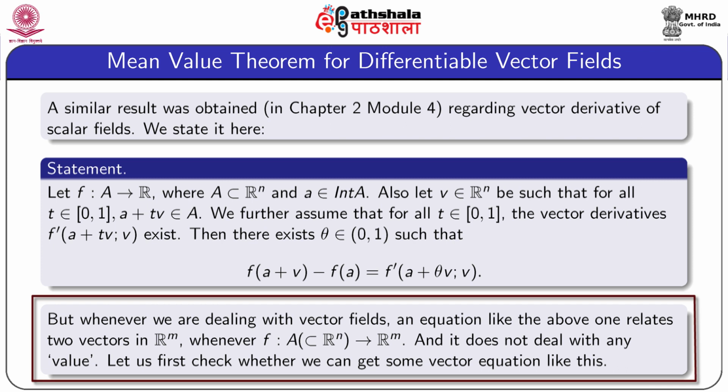But whenever we are dealing with vector fields, an equation like the above relates two vectors in Rm. Whenever we consider f as a map from A to Rm, it does not deal with any value, that is any real number. Let us first check whether we can get some vector equation like this.